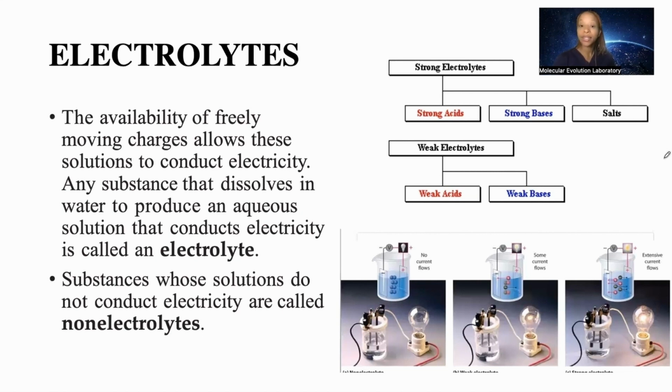Strong electrolytes are strong acids and strong bases. Weak electrolytes are weak acids and weak bases. Here we have the representation of electrolytes. If you have extensive current flow, this is a strong electrolyte. If you have some current flow, this is a weak electrolyte. No current flow, it's a non-electrolyte, which means that it does not produce electricity in an aqueous solution.